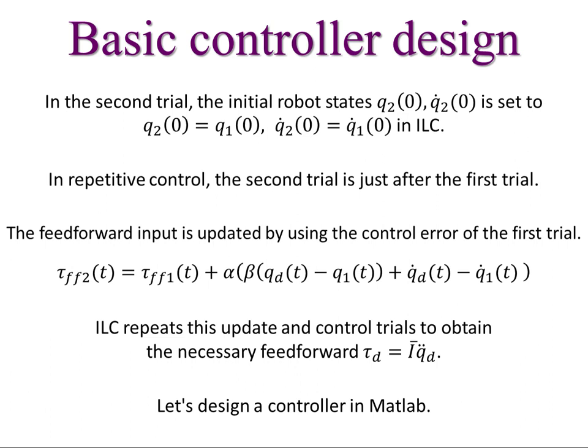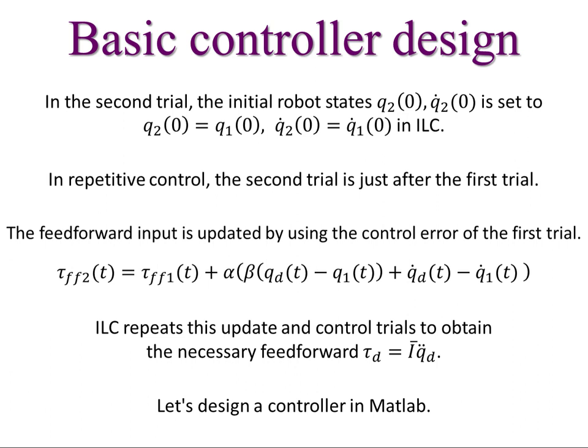To use the feed-forward torque tau ff plus the control error as the feed-forward torque in the next trial, let's calculate that value, tau ff next, and output it from the controller block. We want to use the tau ff next calculated now as the feed-forward torque for the next cycle after 1 second, so let's use a delay block to delay the signal.